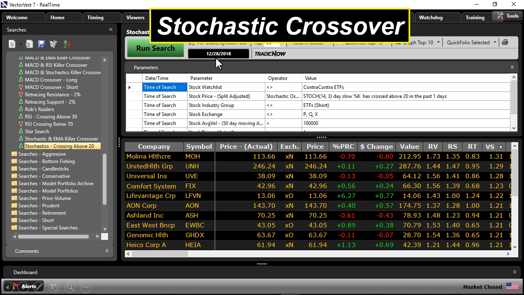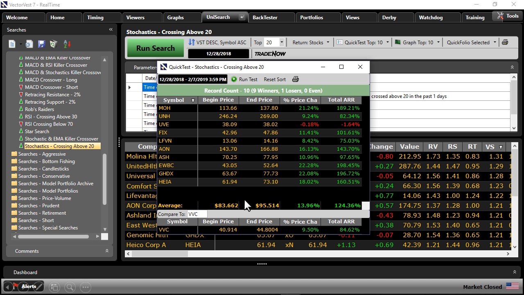the stochastics oscillator search on December 28th, 2018. Let's see what would have happened had you bought the top 10 stocks blindly, without looking at the charts. So to the close of yesterday, you had 9 winners and 1 loser. Basket of stocks is up about 14%, with the market up about 10%. So you're outperforming the market here by 40%.